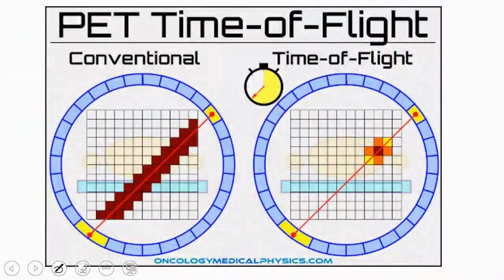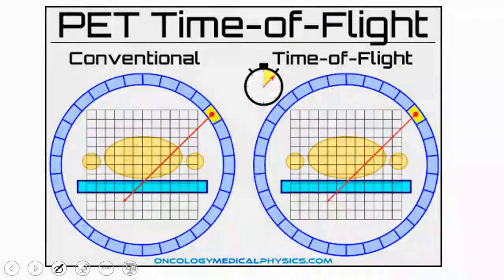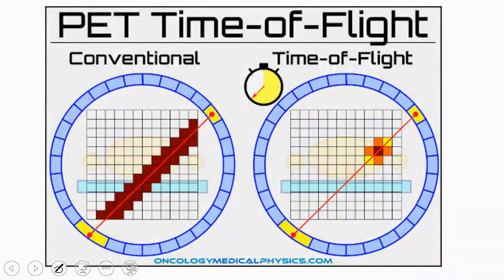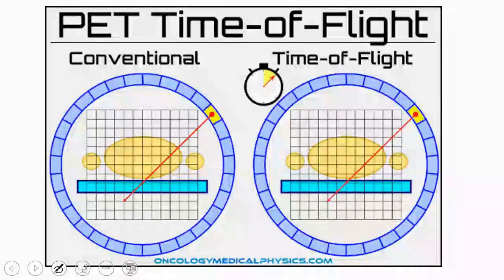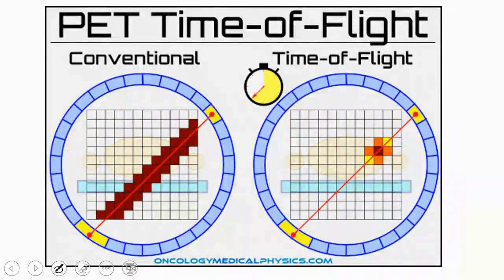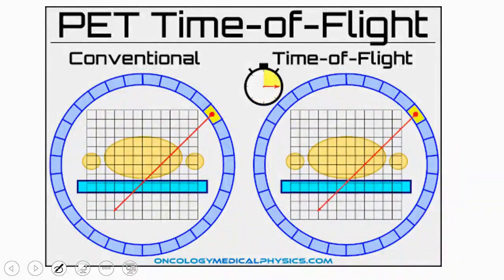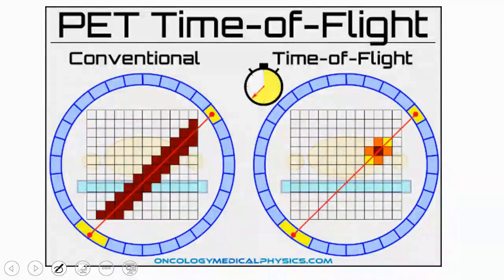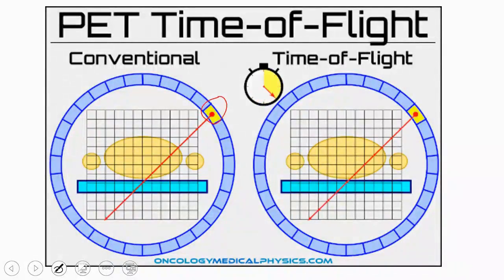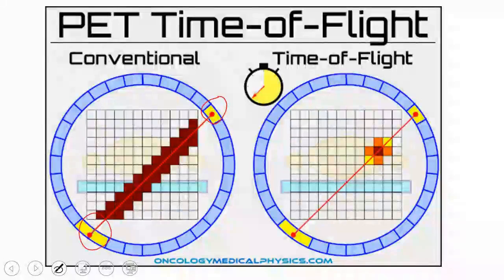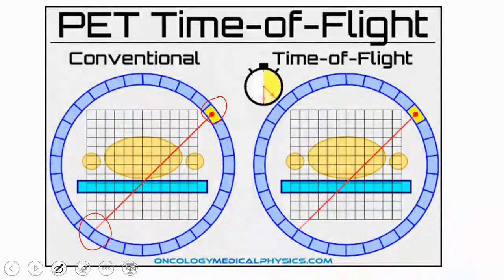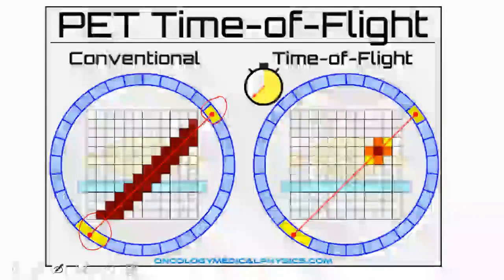Have you heard about time of flight? The idea behind time of flight is that normally, if I have a setup without time of flight, and if I have a setup with time of flight, I have the detector, and here are the two detectors, or crystals. Each of them will receive 2 photons, and thus I determine the location of the annihilation. How do I do that?